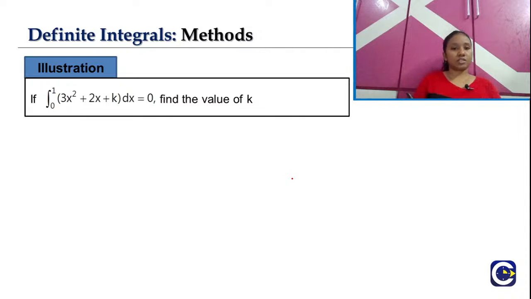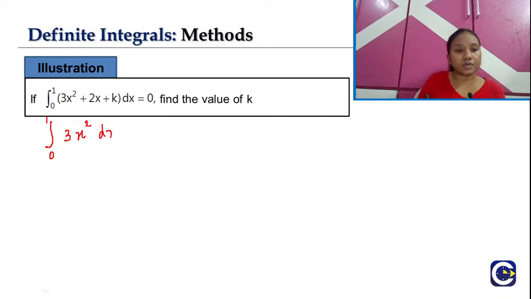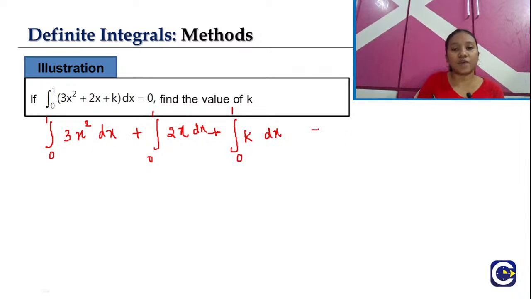So, guys, what is the given integral here? Let's write it down. From the limit 0 to 1, the function is 3x square. So we can split it again: integral of 3x square dx from 0 to 1, plus integration of 2x dx with limits 0 to 1, and then integration of k dx, with limits 0 to 1, and this entire integration value is given to be 0 here.